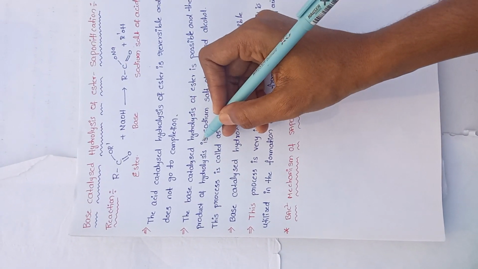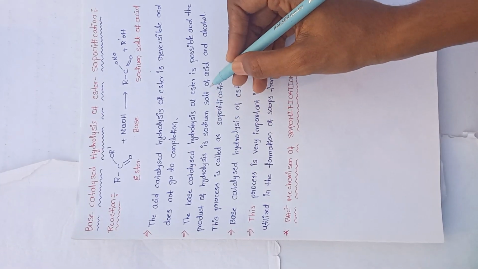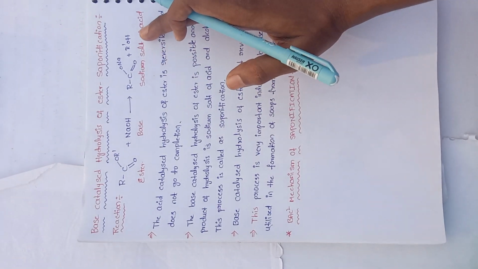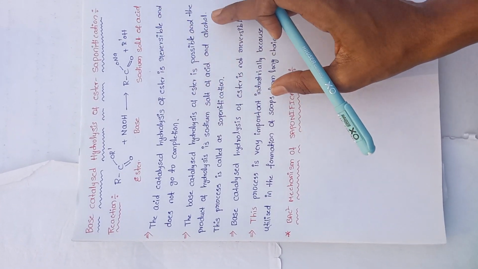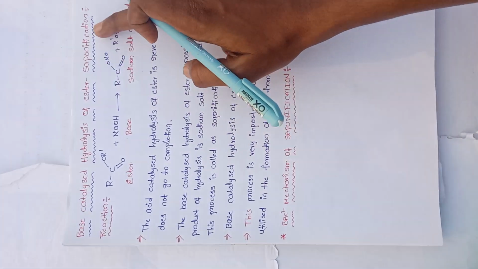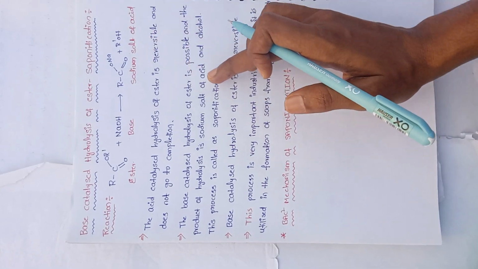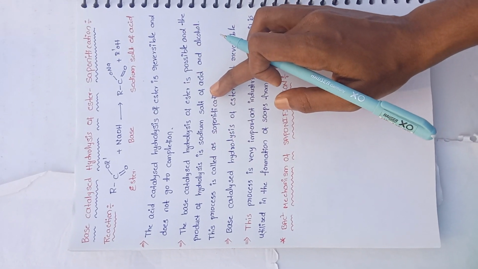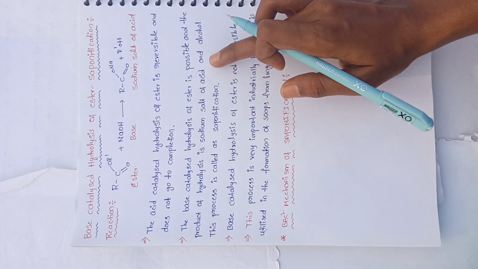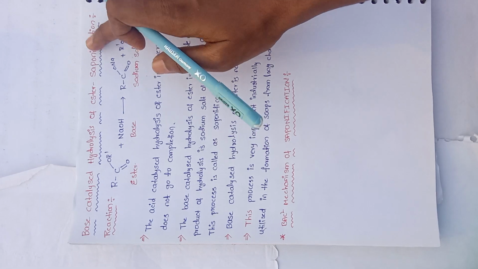Coming to the base catalyzed hydrolysis of ester, it is possible, and the products of hydrolysis are the sodium salt of acid and alcohol. What is the product? The sodium salt of acid and alcohol. This process is called saponification.